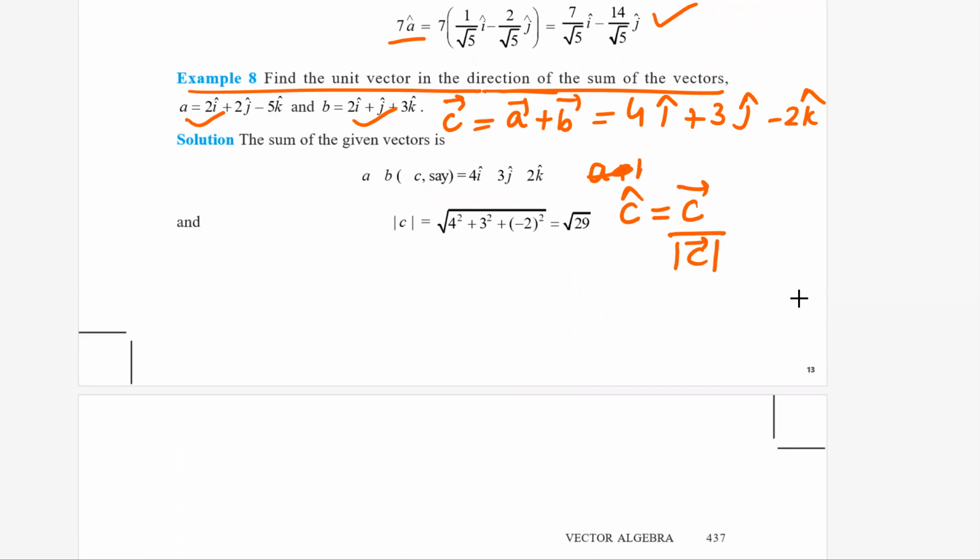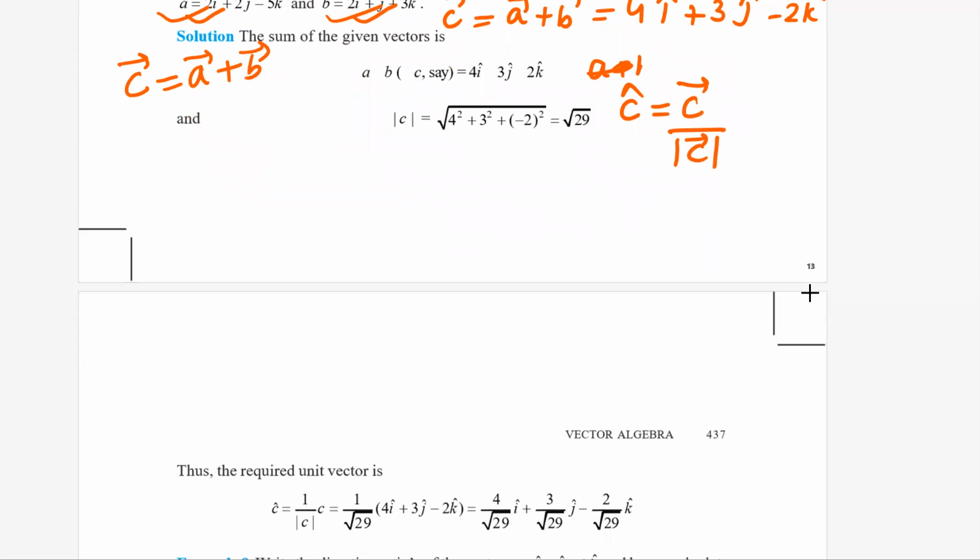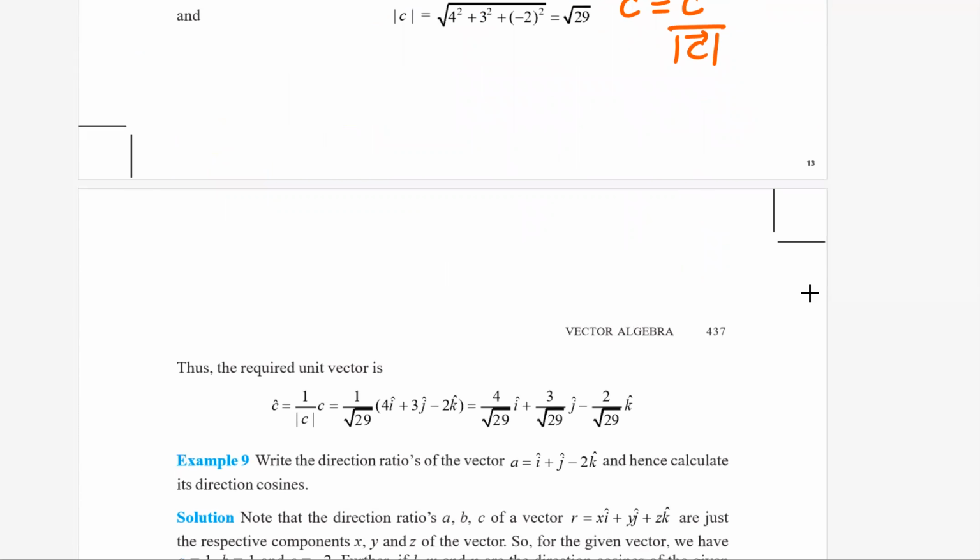We have to find a unit vector in the direction of the sum of the vectors A and B. So let C be the vector which is the sum of these two vectors. So the required unit vector will be the unit vector corresponding to this vector C.